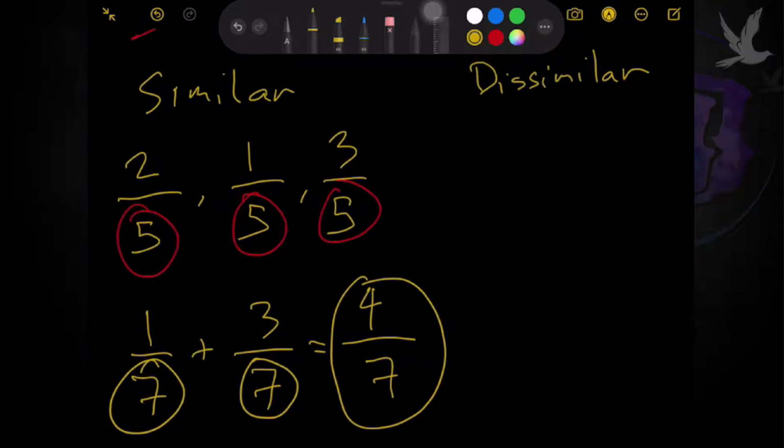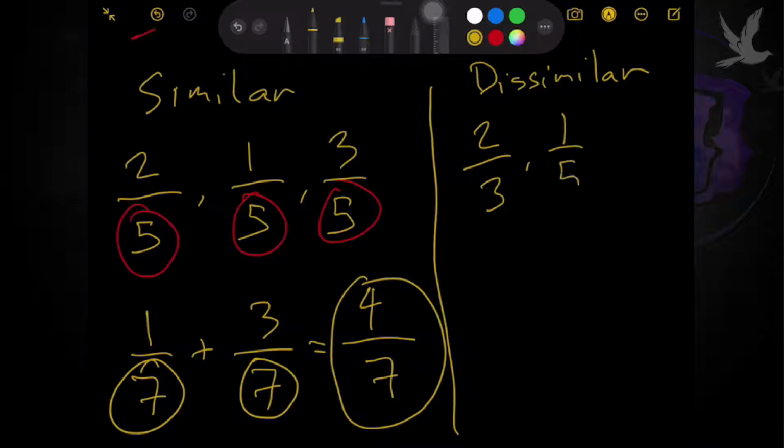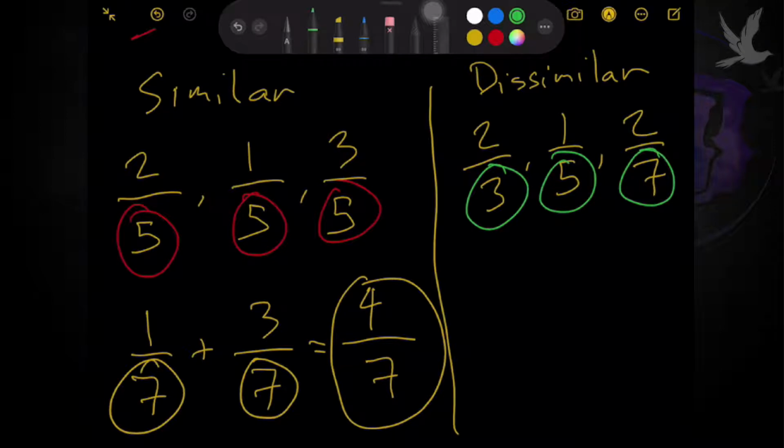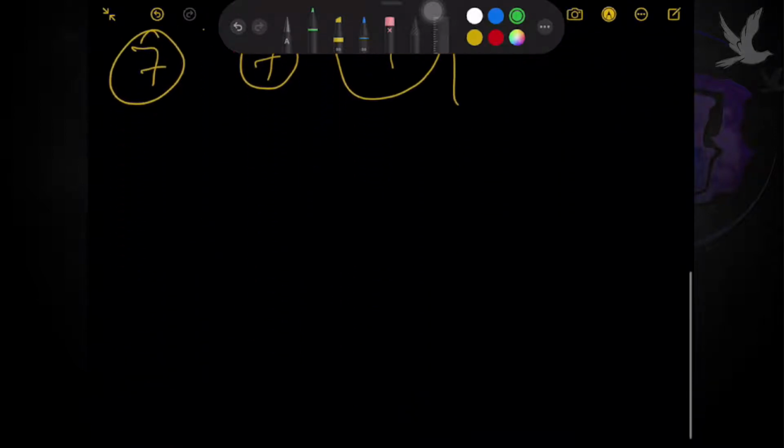Ngayon, dissimilar fractions are those with their denominators not the same. So, for example, we have 2 over 3, 1 over 5, 2 over 7. So, if you notice, our denominators are not the same. They are all different. So, this is what you mean by dissimilar fractions. And how do we deal with dissimilar fractions? Again, this is the shortcut method, okay? Not the LCD method, the complicated method. So, shortcut method muna tayo for now.